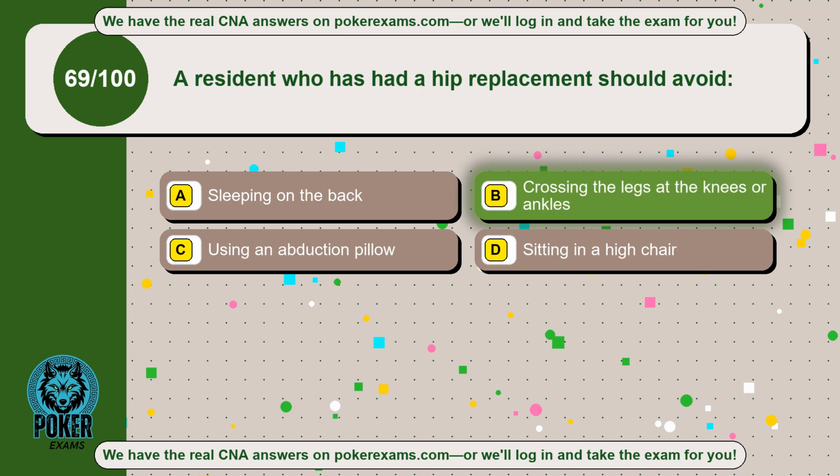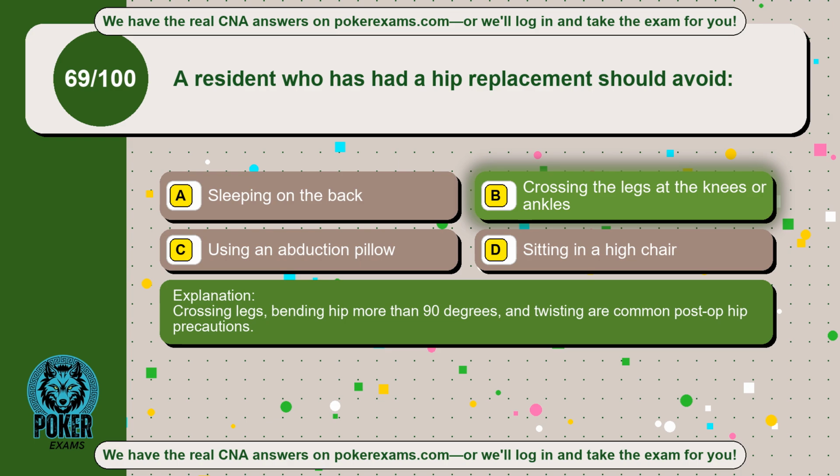The correct answer is option B, crossing the legs at the knees or ankles. Crossing legs, bending hip more than 90 degrees, and twisting are common post-op hip precautions.